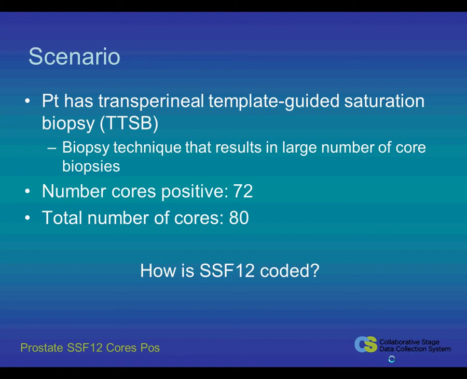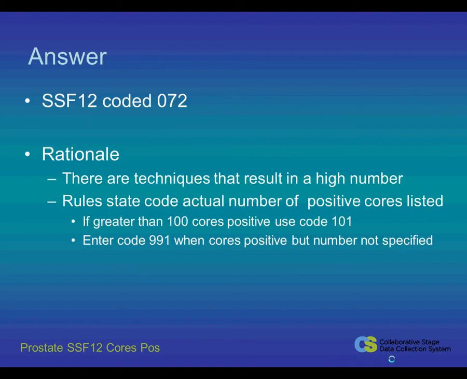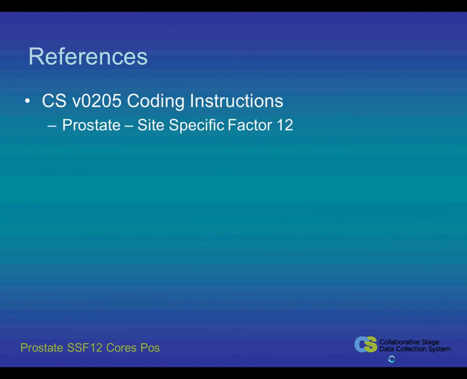So how is site-specific factor 12 coded for this case? The answer is 072. When documenting site-specific factor 12, use a 3-digit number to document the actual number of cores positive specified on the pathology report. Use leading zeros when there are less than 100 cores positive. More information can be found in the collaborative stage version 0205 coding instructions under prostate site-specific factor 12.